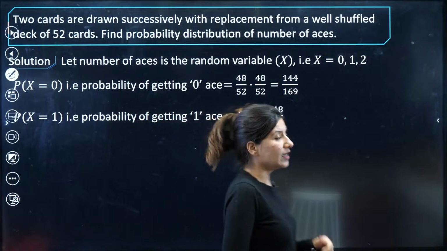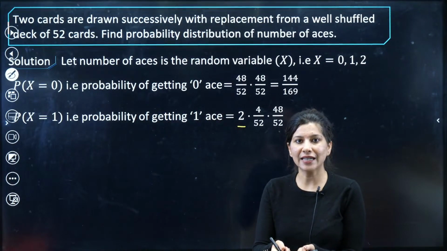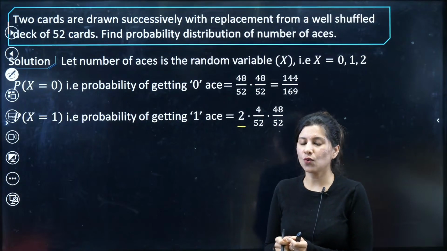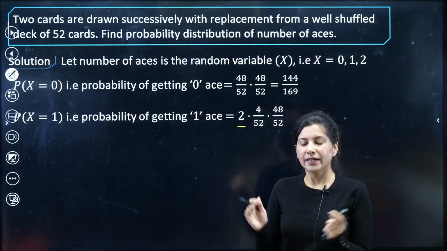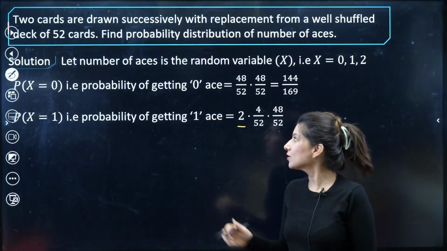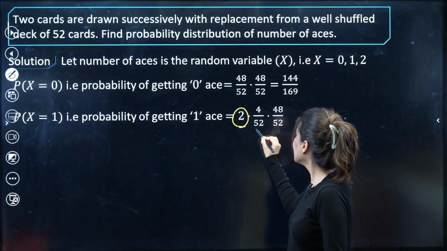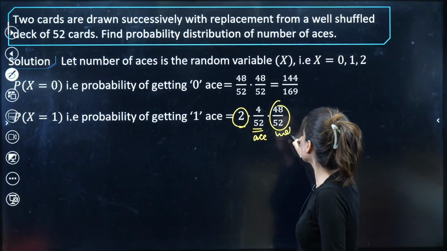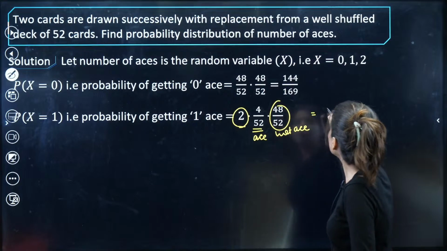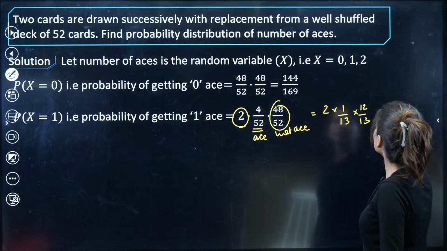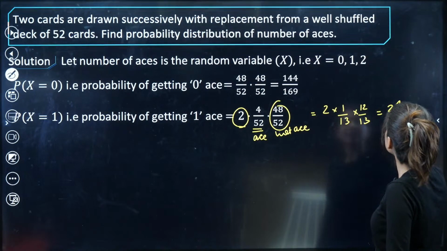Can you see why? Because if you are picking 2 cards, first you are getting an ace, second you are getting a non-ace. Another thing could be, first you are getting a non-ace, second an ace. So that's why this 2, right? So 4 by 52 for getting an ace, and this is not getting an ace. So this is 2 into 1 by 13 into 12 by 13. So this is 24 upon 169.